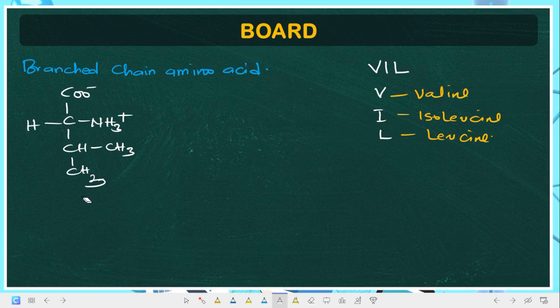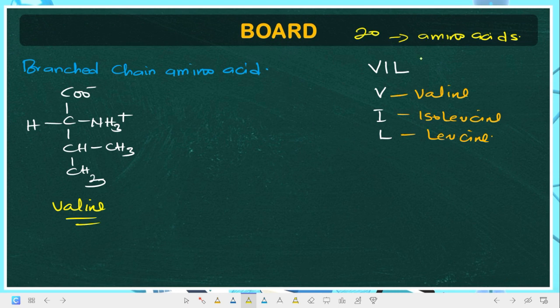So you should be able to memorize the structure of the 20 important amino acids responsible for protein synthesis. The 20 amino acids responsible for protein synthesis. So this is the structure of valine.